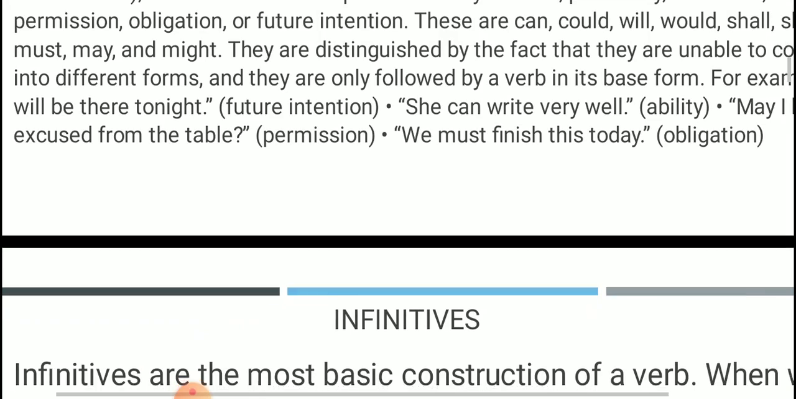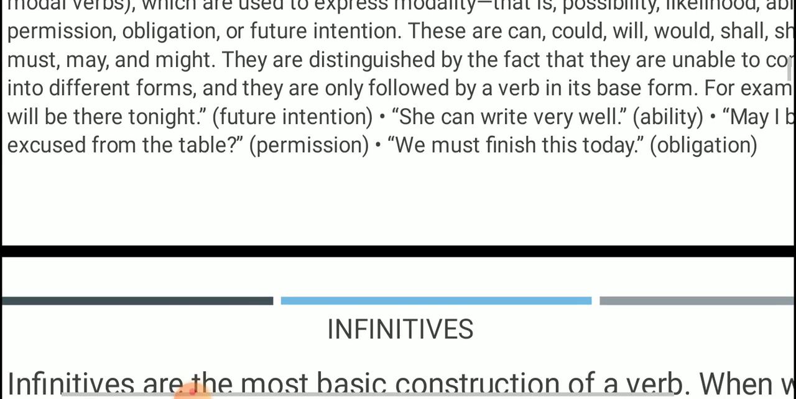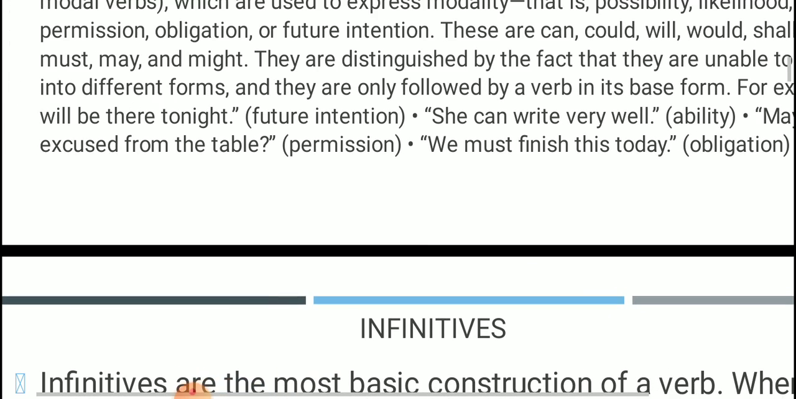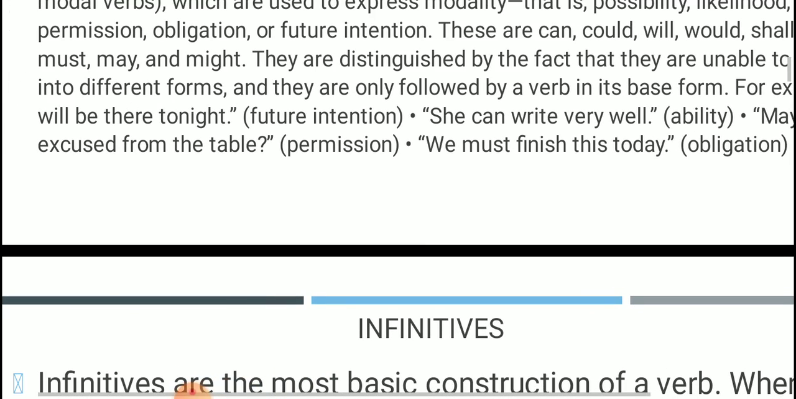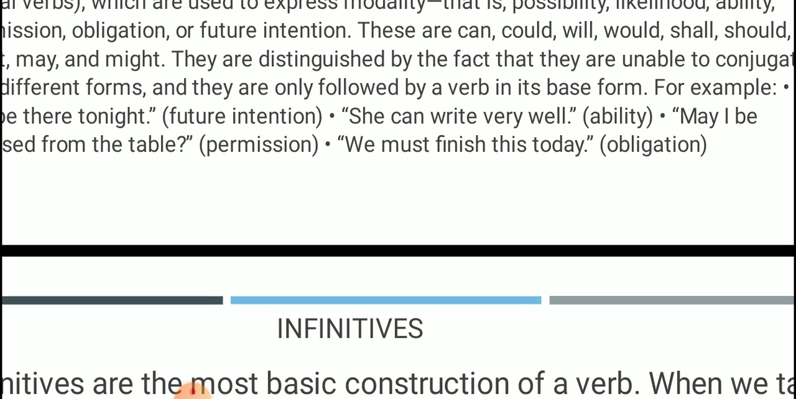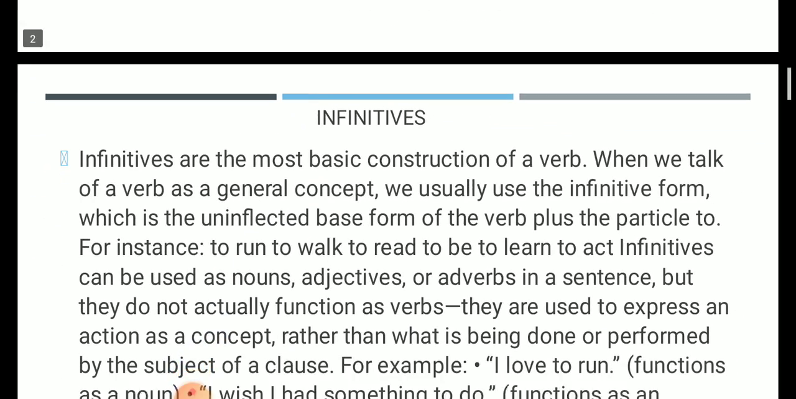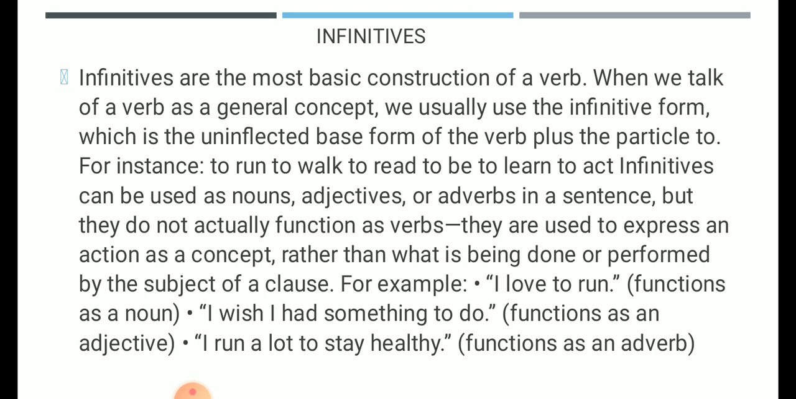For example, I will be there tonight. Future intention. She can write very well. This shows ability. May I be excused from the table? This shows permission. We must finish this today. This shows obligation.